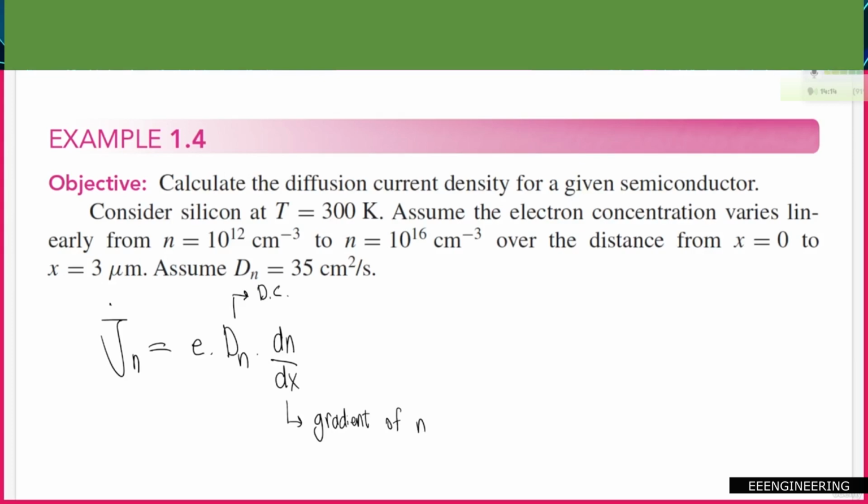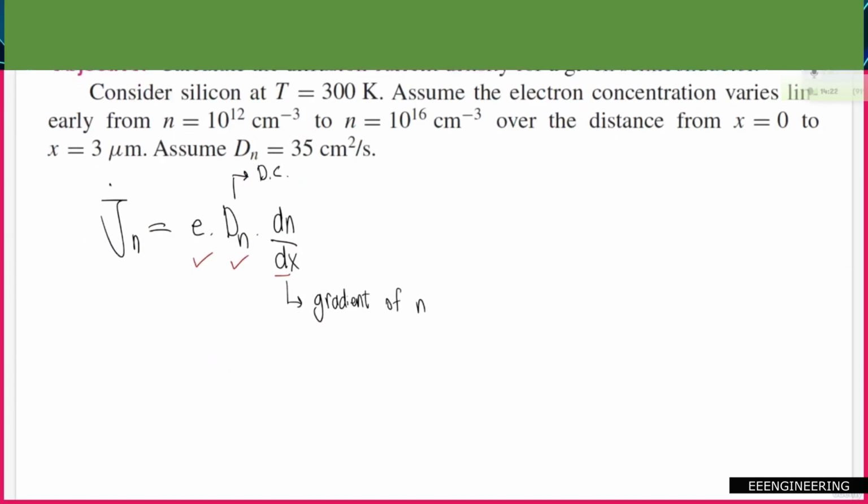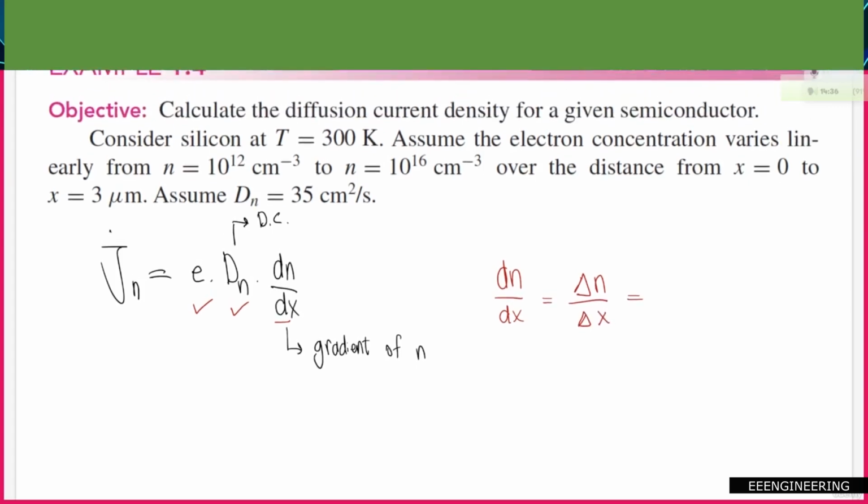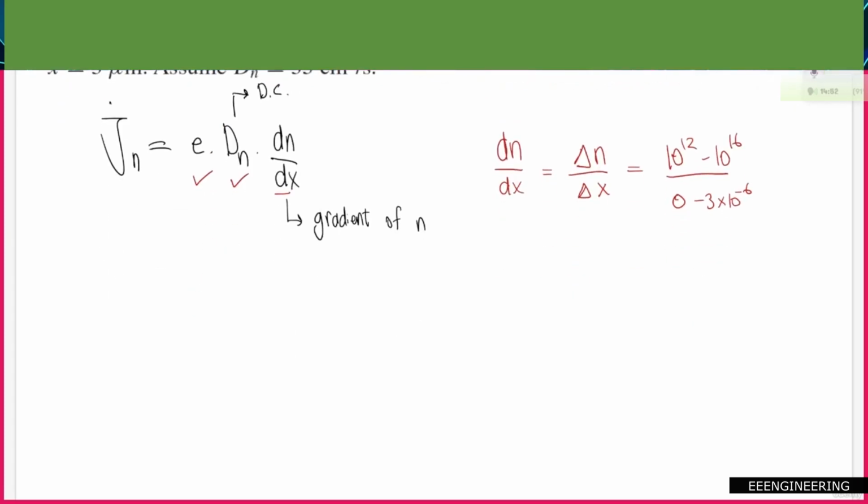The first thing we need to do is, we already have the value for charge, and we already have the value for the diffusion coefficient, but we don't have the value for the gradient of n. So let me calculate that. dn/dx is the change in n, which is concentration, over the change in position. The change in concentration occurs from 10^12 to 10^16, and the distance change occurs from 0 to 3 micrometers, which is 3 times 10^-6.